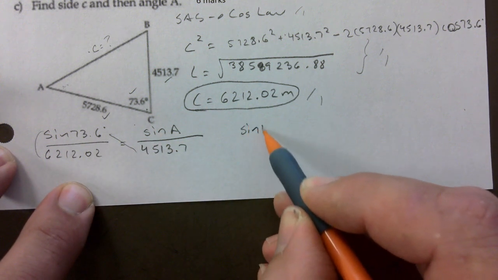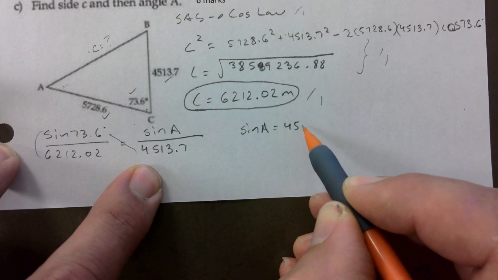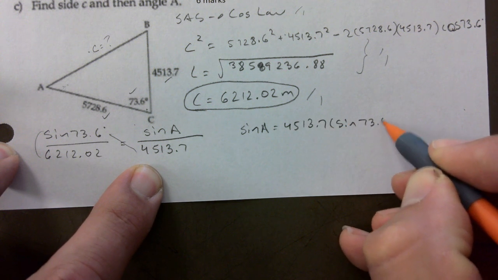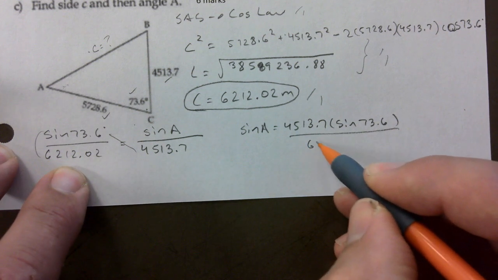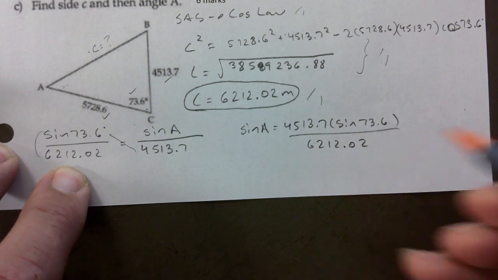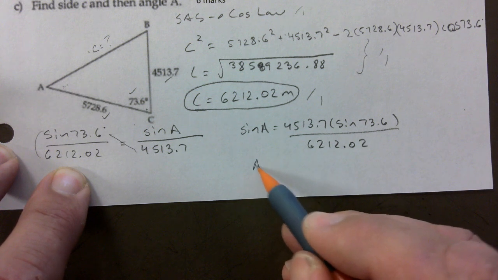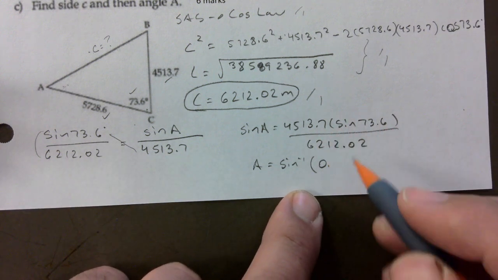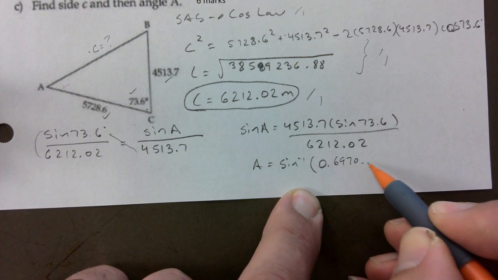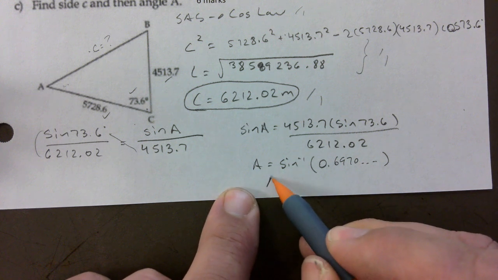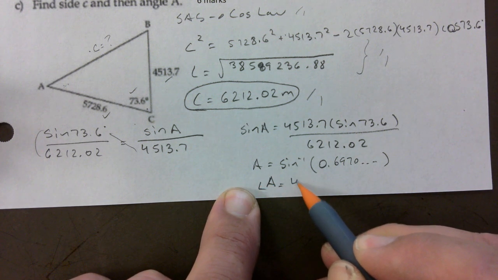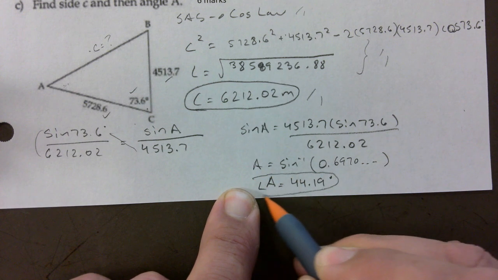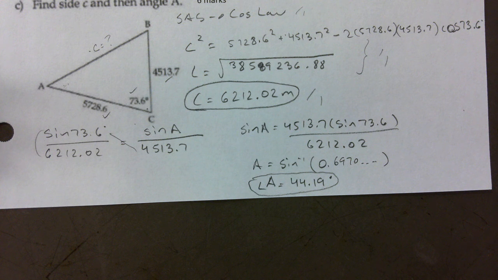You get sine of A is equal to 4,513.7 times sine of 73.6 divided by 6212.02. Angle A is sine inverse of 0. When you type all of that in, you get 0.6970 dot dot dot. Angle A is 44.19 degrees. You should get the same answer if you use cosine law.